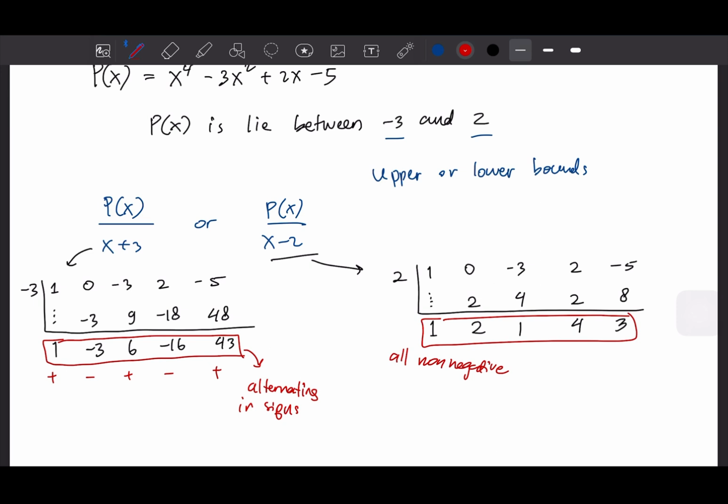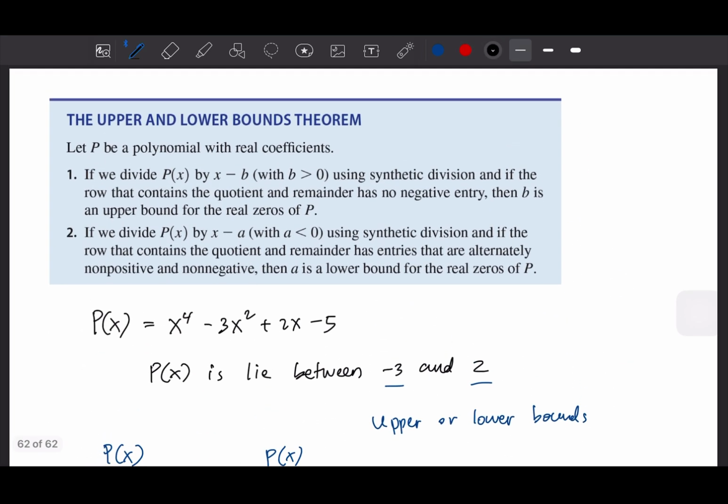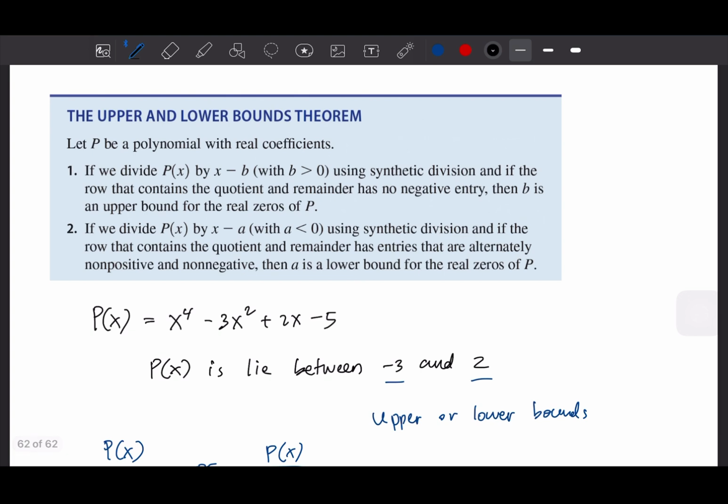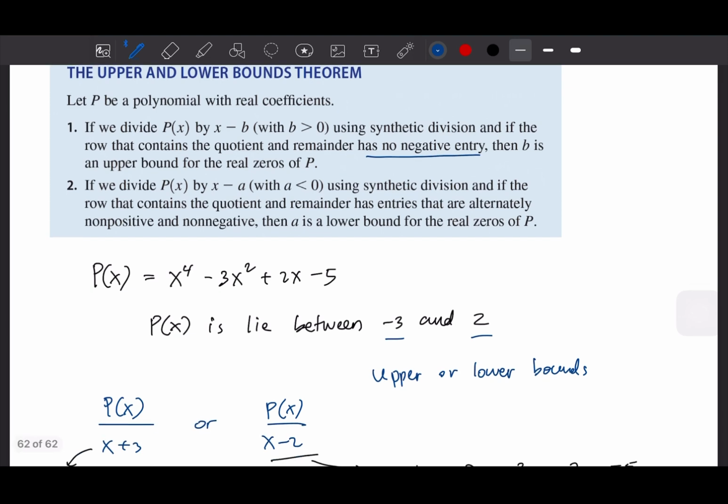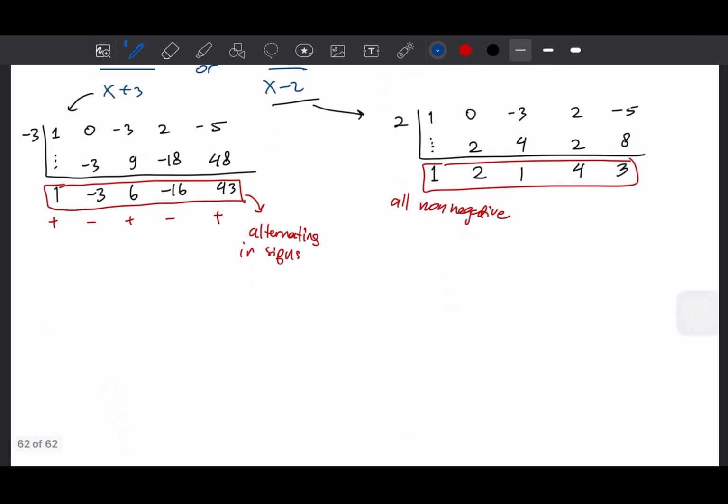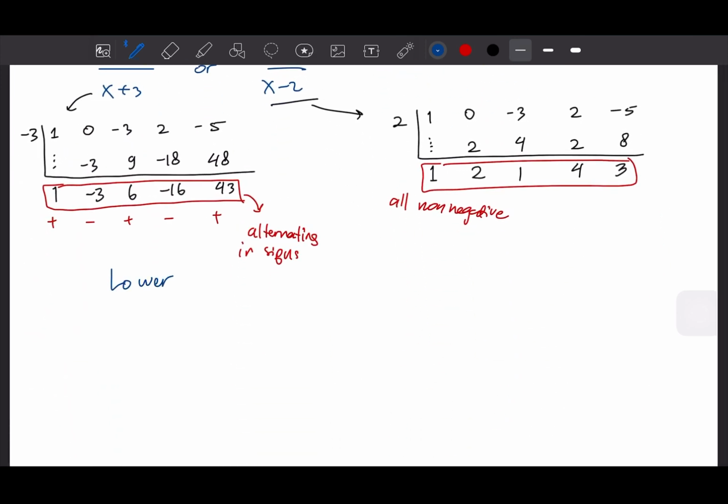Okay, so based on what we have, -3 is the lower bound, and 2 is an upper bound, because we see that this has no negative entry, and this is alternately non-positive, non-negative. So we say that this will be the lower bound, and this will be the upper bound.